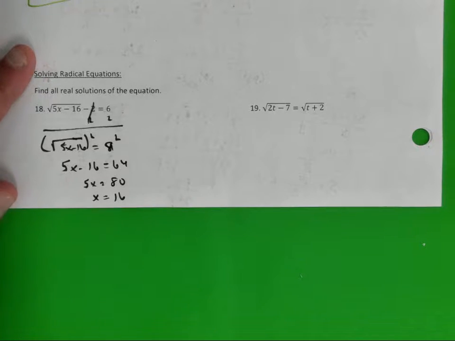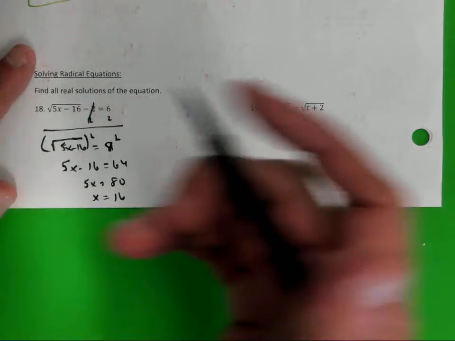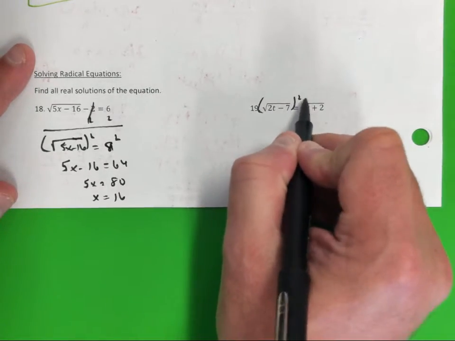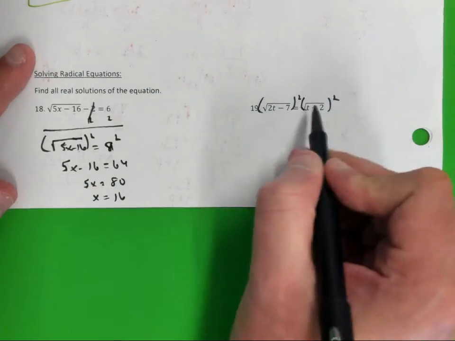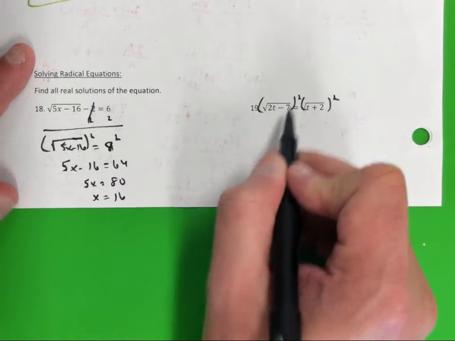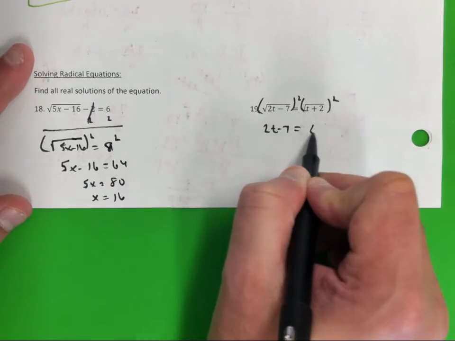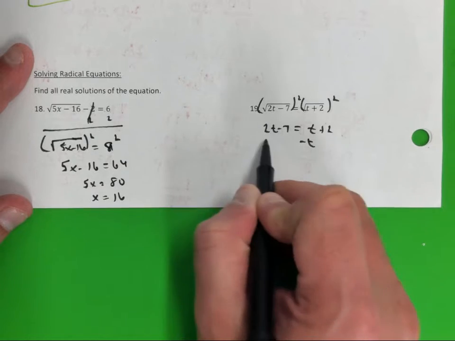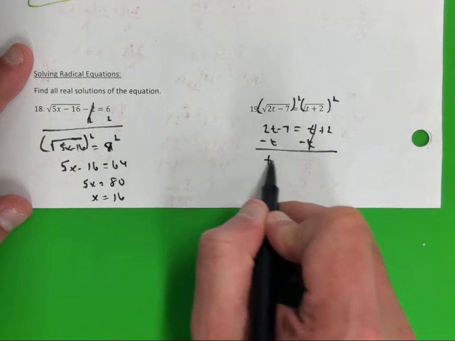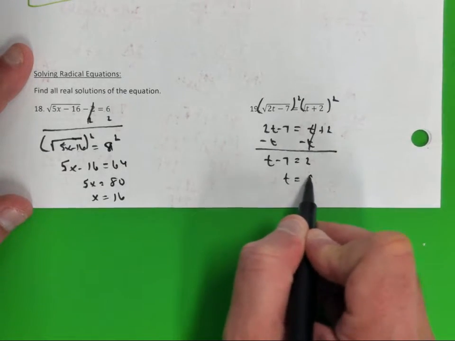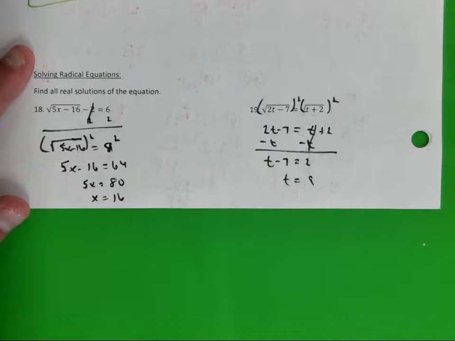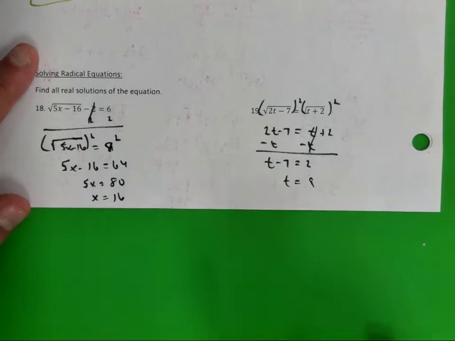Number 19. Can you get the radical by itself? They kind of already are, aren't they? So these are easy. What you simply do is square both sides. When you square both sides, the square root and the square cancel each other out. t equals 9. Are there any questions on those two?